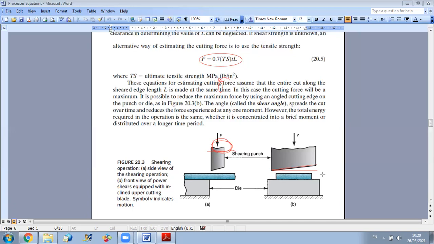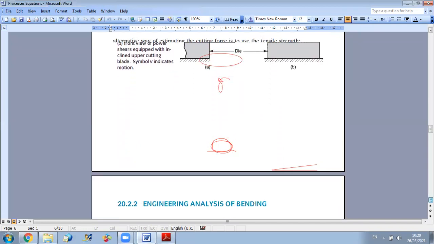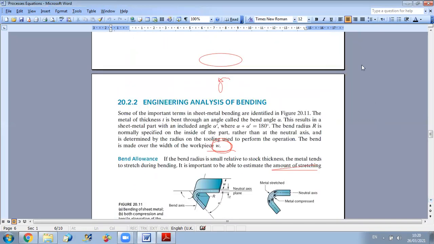In general, when doing the design, we consider the critical case of maximum force applied, so we apply the shear at the same time on the whole contact perimeter using this form. Any question on this? So this is the material for the shearing operations. Now we will practice on them, and next time we will introduce the engineering analysis of bending.